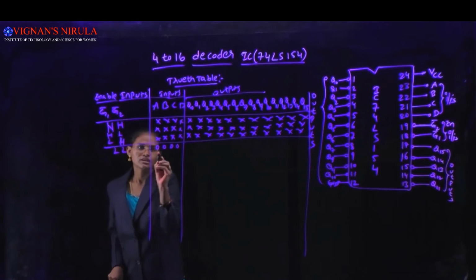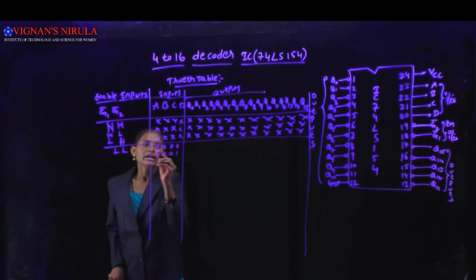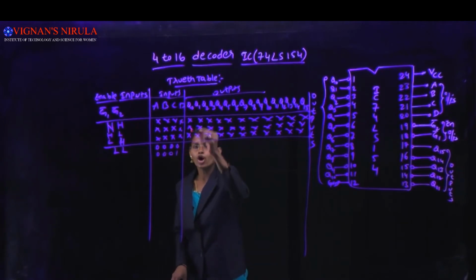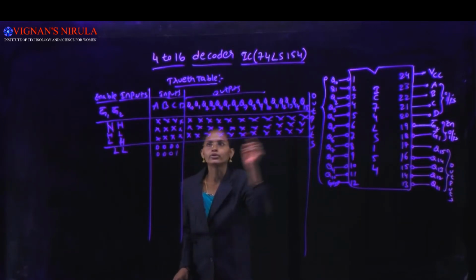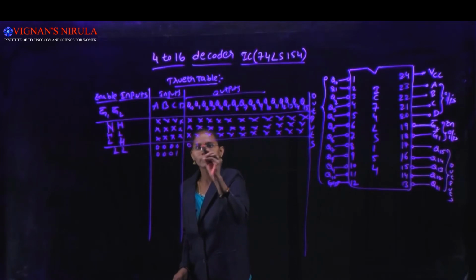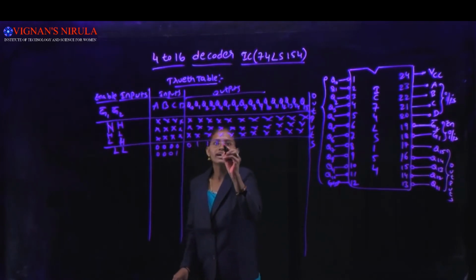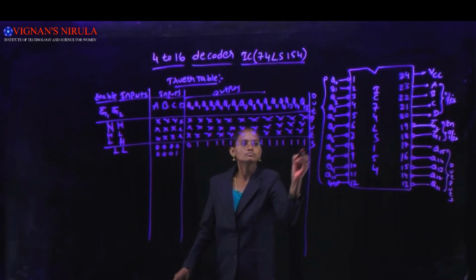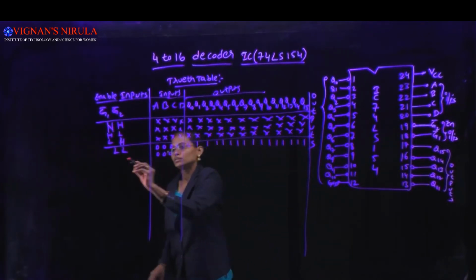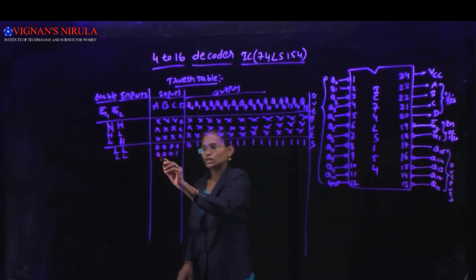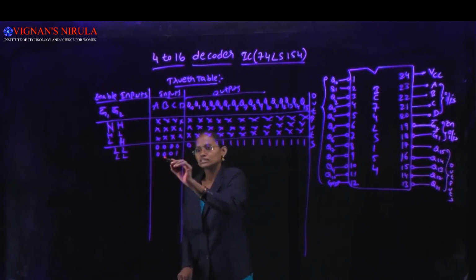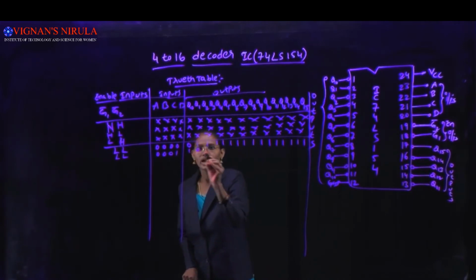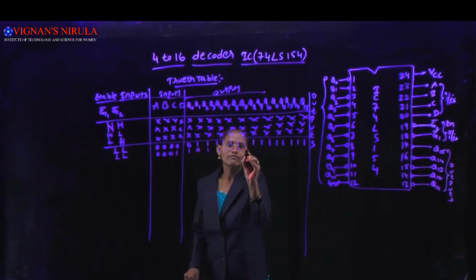Here the 4 inputs produce 16 combinations. First, the input is 0000. Then the output is Q0. This is a low output, so it is 0 and remaining all are 1s. Okay, and next 0001. The decimal number is 1, Q1 is 0, and remaining all are 1s.